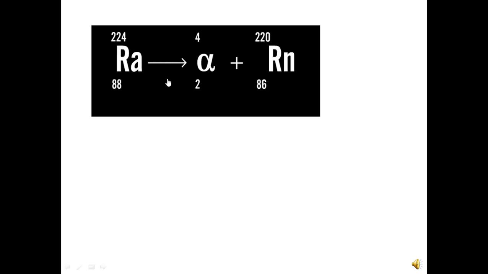Another example, radium, another large nucleus, decays by alpha to radon. Radium is 224, 88. This particular isotope of radium, 224. Radium is always 88. So if it decays by alpha, then the radon that is produced must be 220, 86. Radon is always 86, because as you know, the atomic number is what dictates the element.